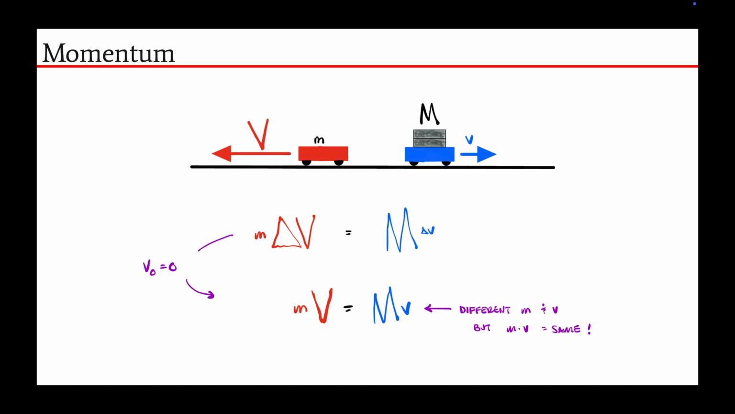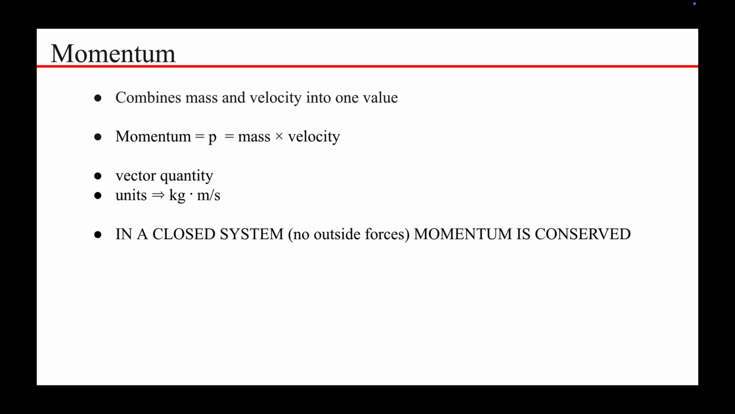So if we go back to Newton's third law, the velocity each one has is not equal and opposite, but mass times velocity is. Because of this, we have a measurement that includes both mass and velocity, which we call momentum. A few details about momentum. We use the symbol P. P equals mass times velocity.